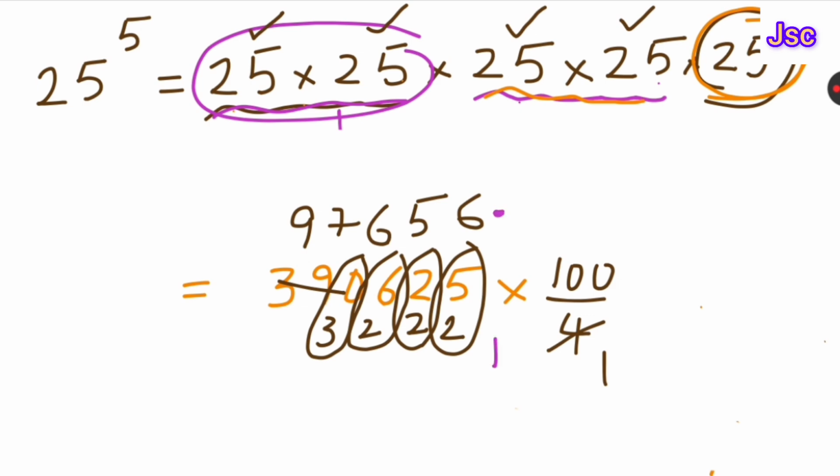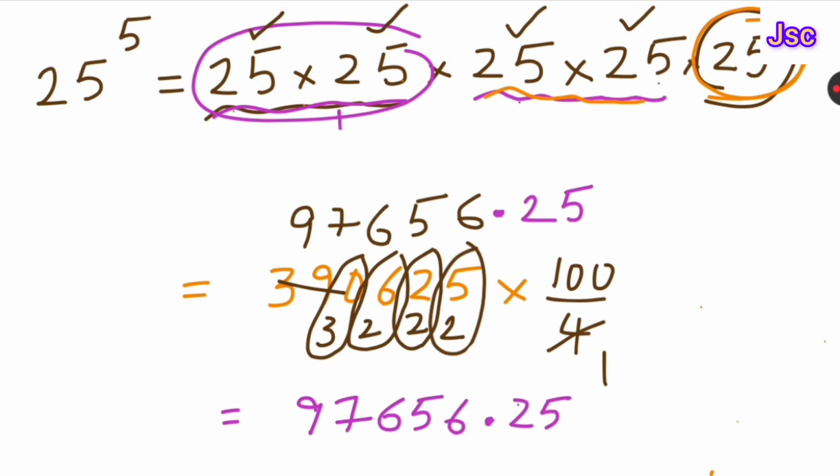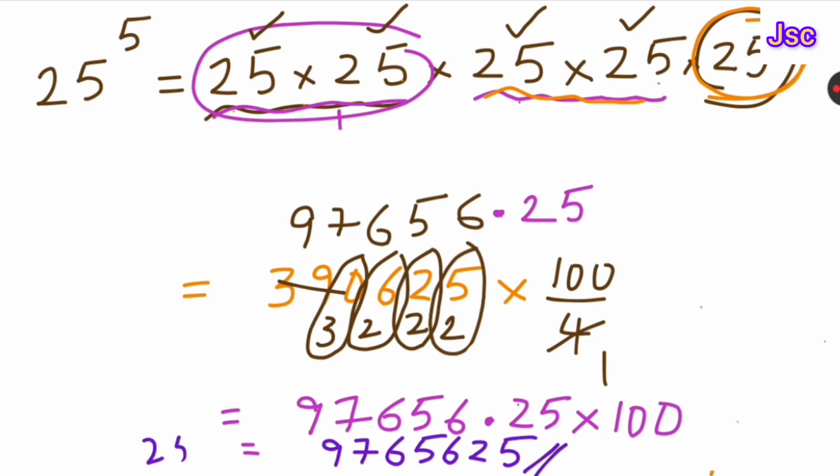So let's take the decimal point and add 1 0. 4 times 2 is 8. Let's do the subtraction. Now you have 2. Because of the decimal point we can add 1 0. So 4 times 5 is 20. So that we got 97656.25. Still we need to multiply by 100. After multiplying by 100, we will get 9765625. This is the 25 raised to power of 5 value.